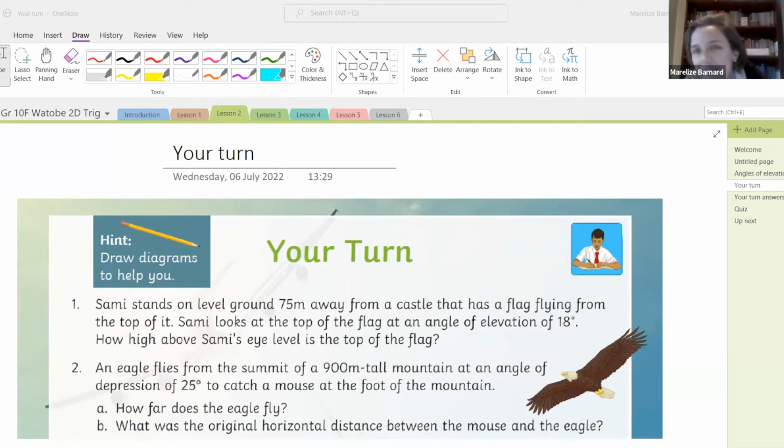So stick figures and just simple outlines are fine. No, Nati, it doesn't. You can have your castle on this side or on that side. Doesn't matter.